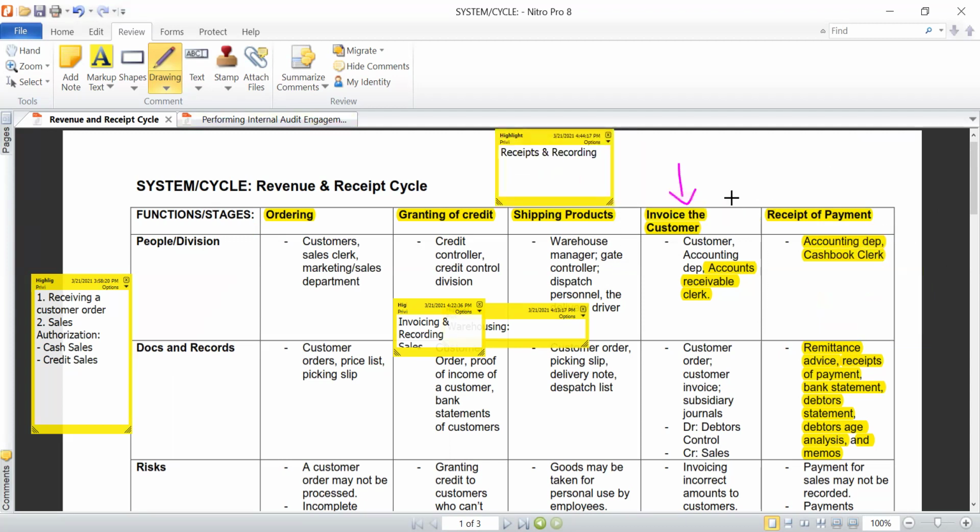So in this process, guys, it's also under the accounting department or finance department, as you'd call it. But normally we see the involvement of a cash book clerk and the accountant as well, right? So there are certain documents that are used at that stage. One of them would include the remittance advice, a receipt of payment, especially if it's a cash payment, bank statements, especially if it was an EFT payment. Then you also see the debtor statement, the debtor's age analysis, and any other relevant memos necessary.